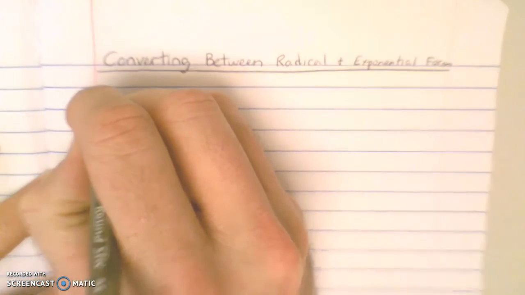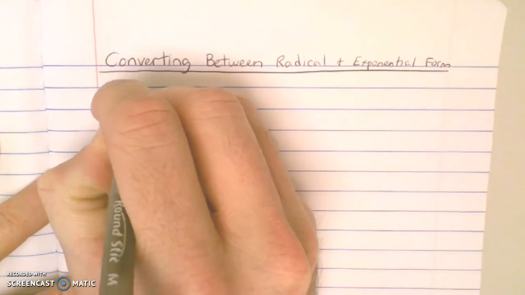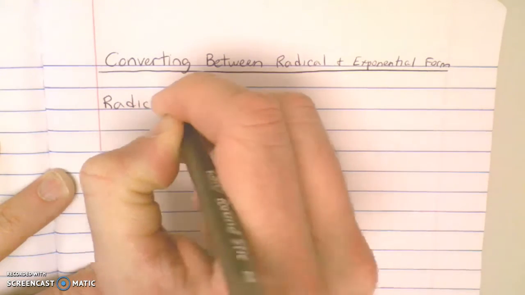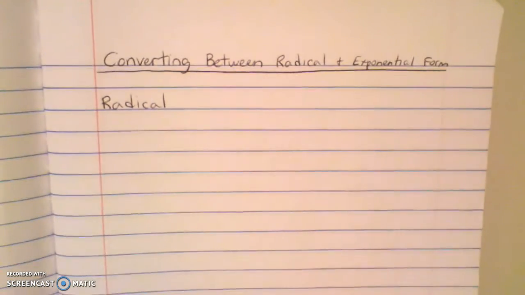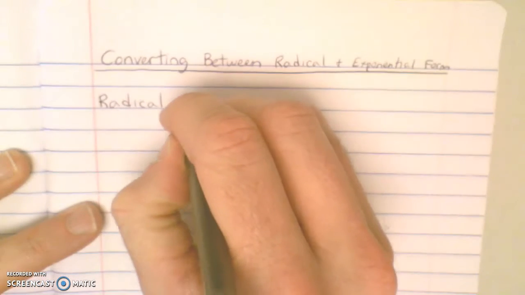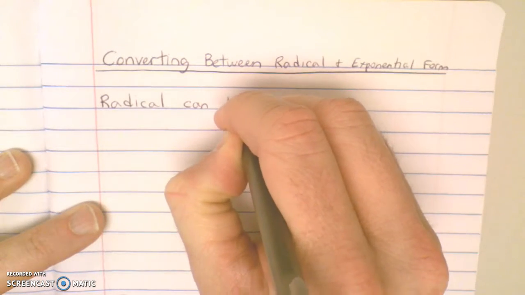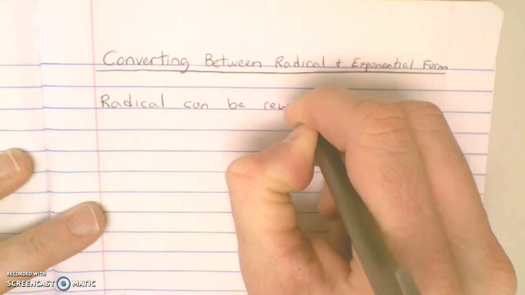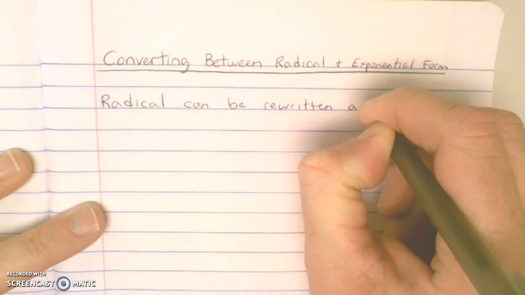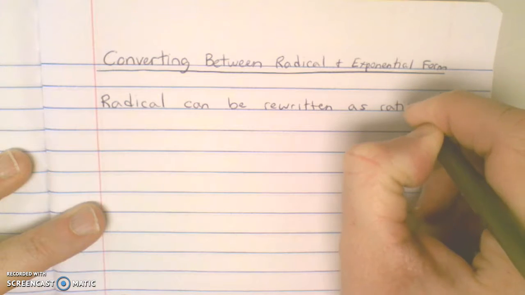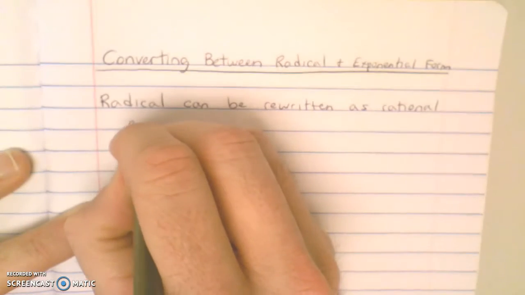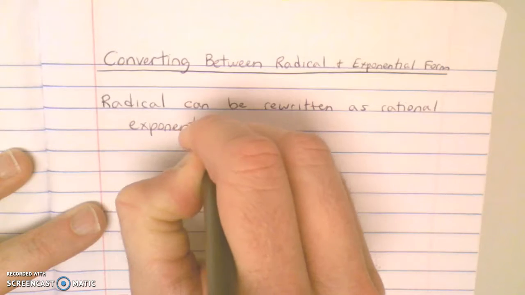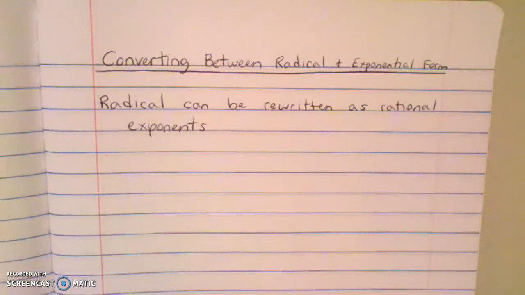So when you have a radical, remember a radical is just with the square root symbol or another root power, like the cube root or the fourth root, fifth root. Radicals can be rewritten as rational exponents. And that's just a fancy way of saying fractions. So radicals can be rewritten as rational exponents.